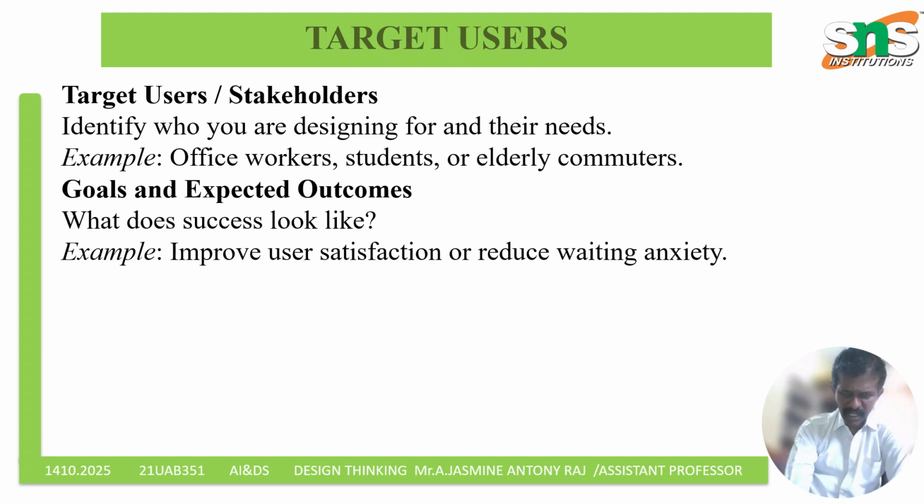Here we check the goals and expected outcomes. The goal and outcome describe what success looks like. For example, improving user satisfaction and reducing waiting anxiety. We have to give satisfaction to the users who use our solution, and reduce their waiting anxiety, so that we give clear solutions soon.